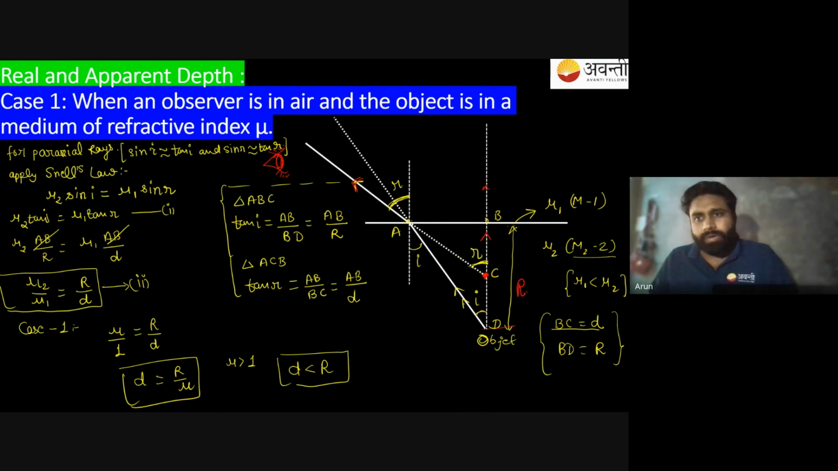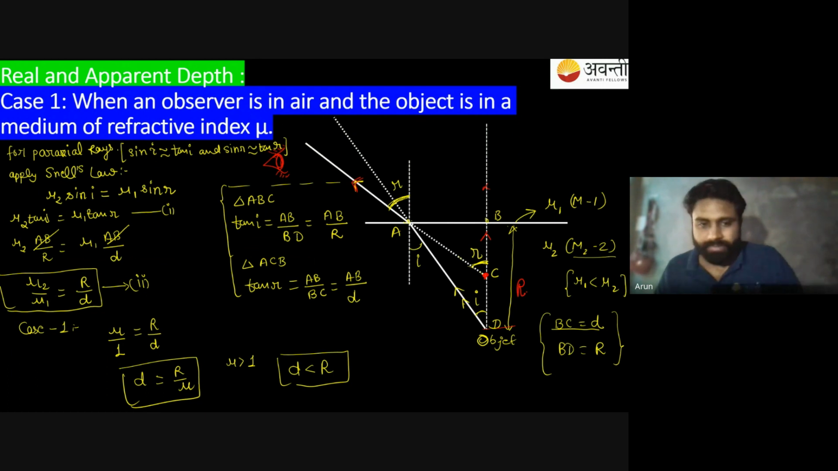That is why, for everyone, if you have a water tank in your house and you try to see the bottom of the water tank, it appears to be somehow uplifted, and this is because of this. The apparent depth of the object is less than the real depth when the observer is in air.